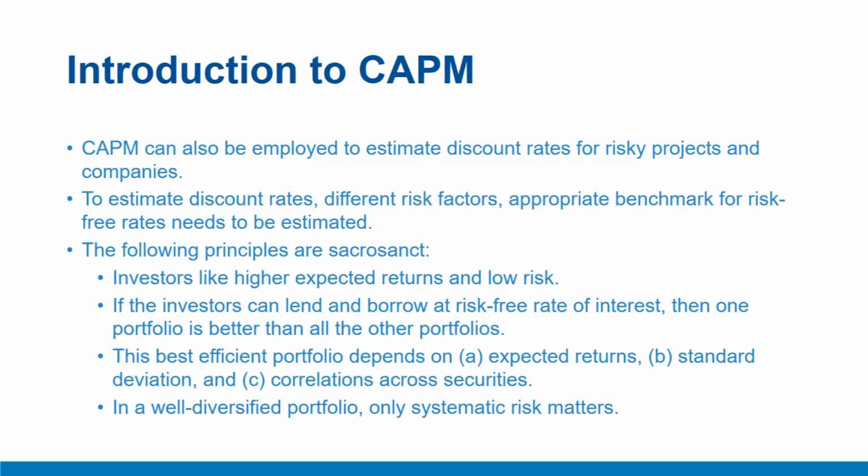If everybody has the same information and assessment of expected returns, standard deviation, and correlations, and there is no superior information available in the market, then everybody should hold this best efficient portfolio or market portfolio. Finally, in a well diversified portfolio, the individual risk of stocks do not matter. What matters is the contribution of the stock to portfolio risk. This contribution depends on stock's sensitivity to changes in the value of the portfolio, that is beta of the stock, a measure of stock's systematic risk.